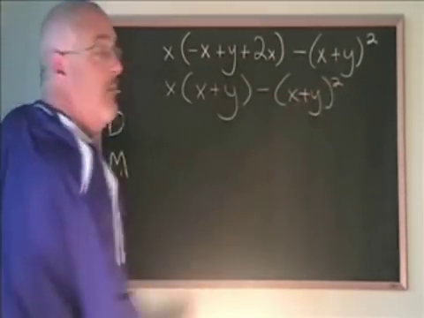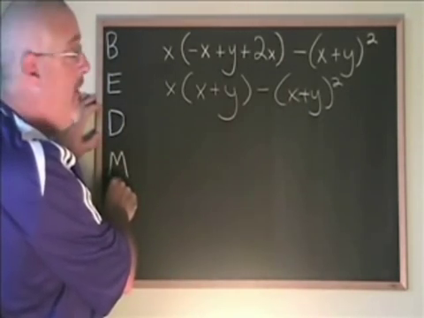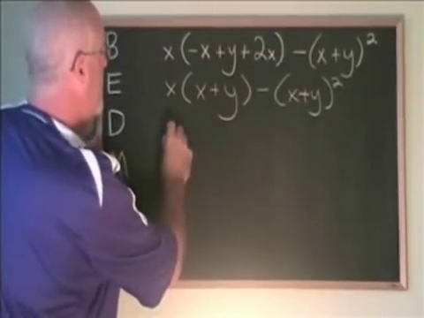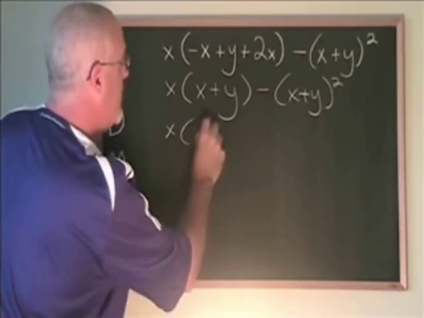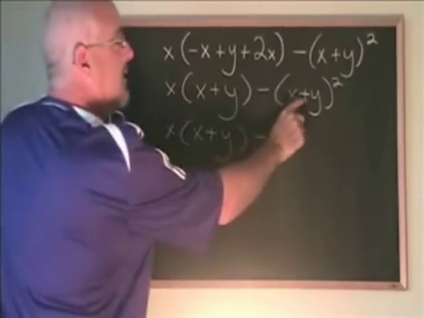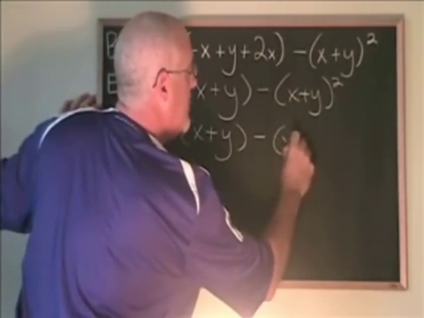The squared binomial is exponent, and it comes before multiplication in BEDMAS. So we're not doing this multiplication yet. We're doing the squared binomial first. I copy down this part of the question. And I like to rewrite a squared binomial showing it as a multiplication.